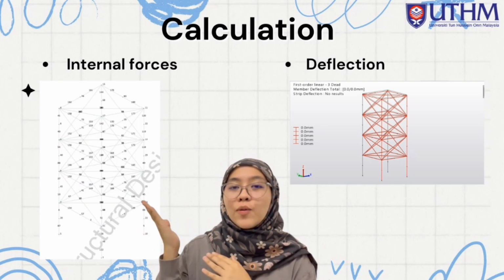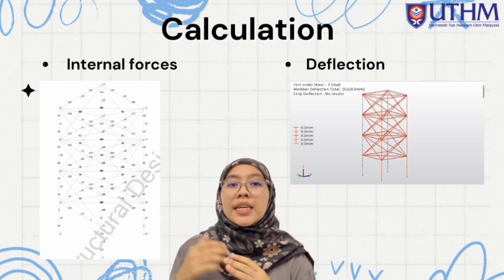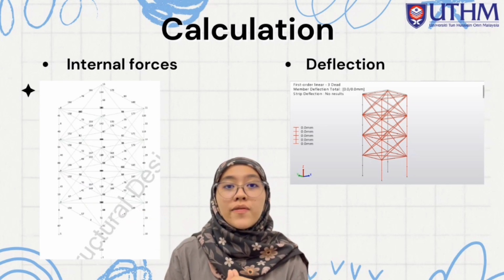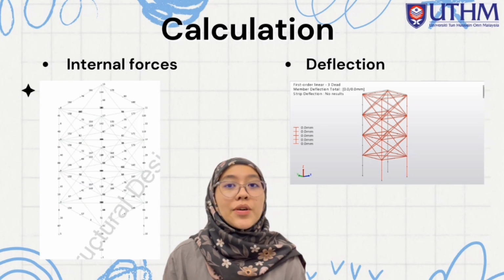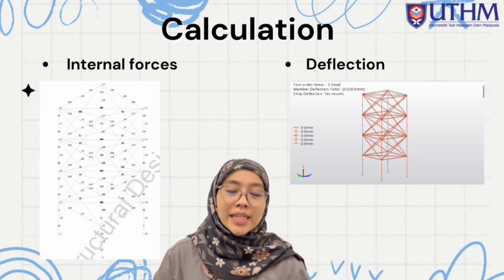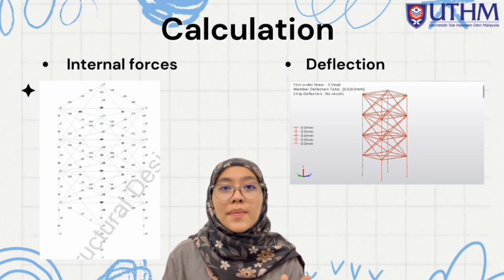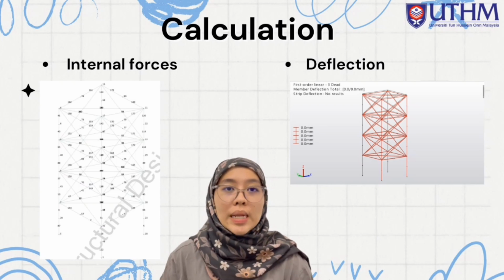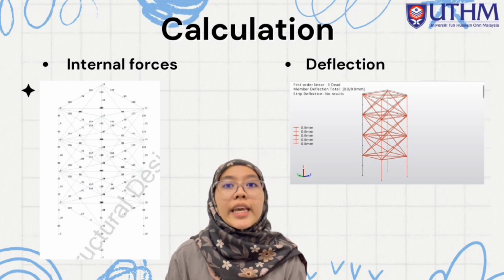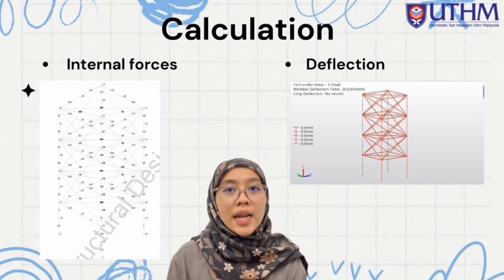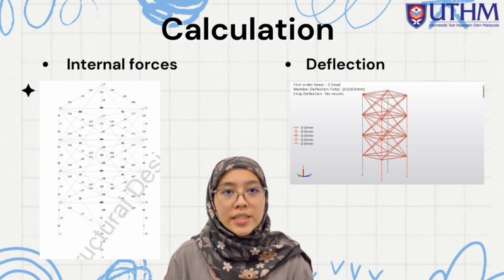On my right side, we see the deflection diagram. This shows the displacement of the structure under the given loads. As indicated, the first order linear analysis with the given dead loads results in a total member deflection of 0.0 mm. This suggests that our structure is well designed and can effectively manage the applied loads without significant deformation.